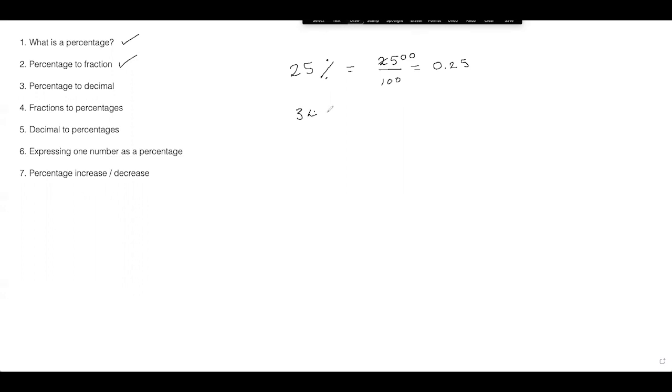Let me do one more: 34%. That gives you 34 over 100. Then we ask, how many times does 100 go into 34? It doesn't go, so 0 point, and then we add a 0. 100 into 340 goes 3. Then you can just add a 0 because 100 doesn't go into 40, and 100 into 400 goes 4, and it gives you 0.34. If you notice the pattern, when you are dividing by 100, you're actually just moving the decimal point two places. That's how it works.